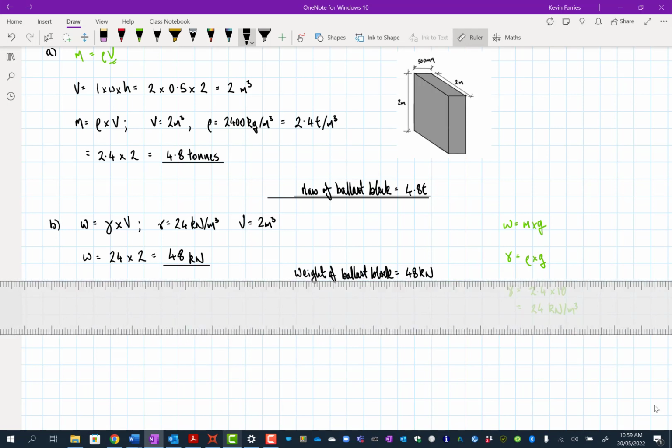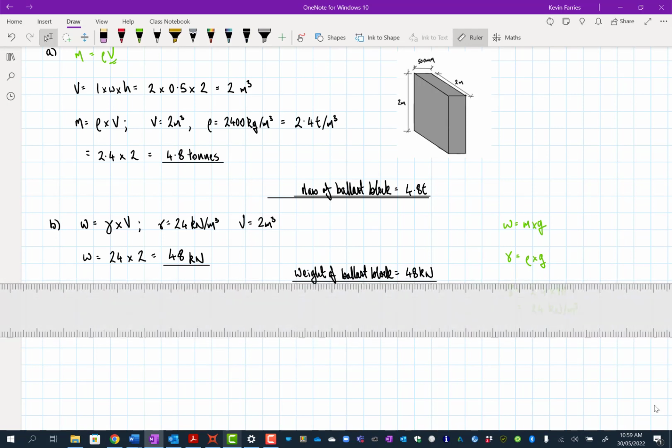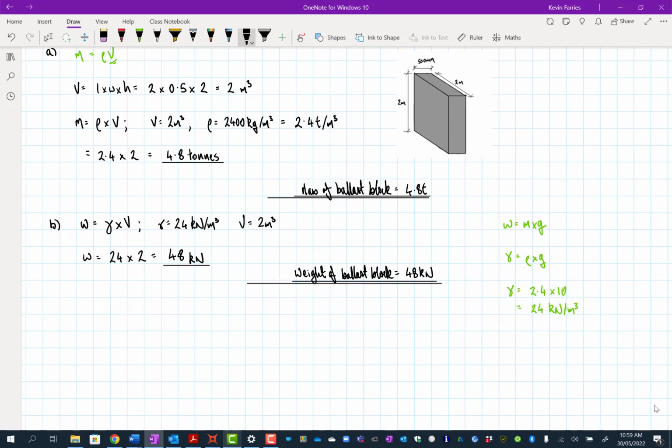And of course, we could have calculated this directly. Remember, if you're converting a mass to a weight, roughly you're just timesing by 10. So 1 kilogram is equal to 10 newtons, or if you're doing tons, 1 ton is equal to 10 kilonewtons. And we can see here that we've got 4.8 tons, which is equivalent to 48 kilonewtons. So that's one done. Let's move on to the next one.